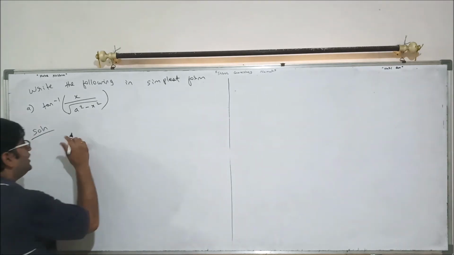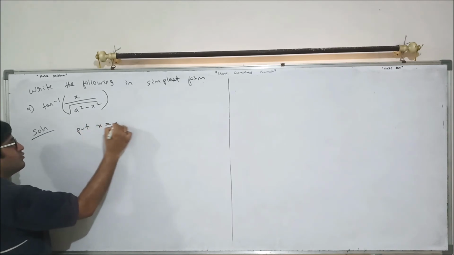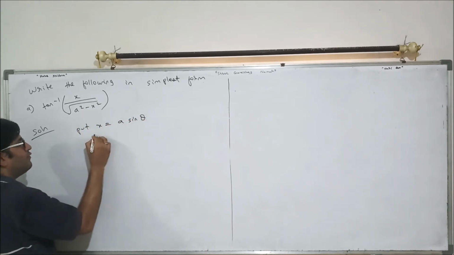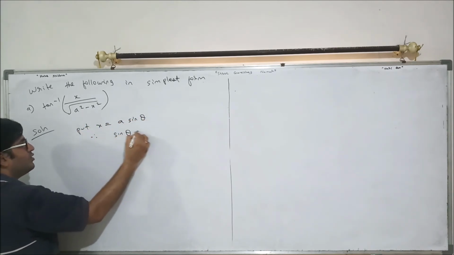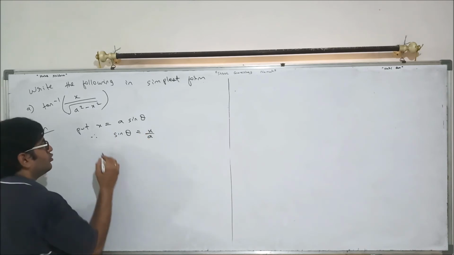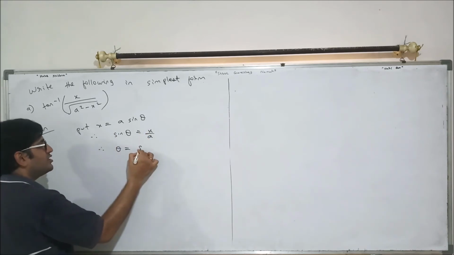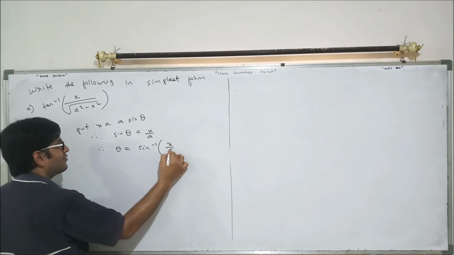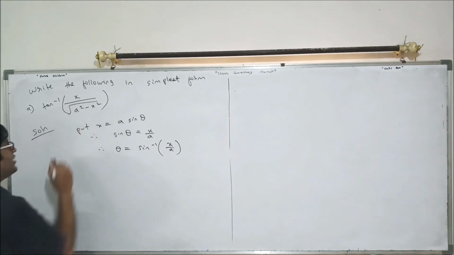Let's go for a sin theta. So we are going to say put x is equal to a sin theta. Therefore we can say that sin theta is equal to, what will happen here, x upon a. So therefore we can get the value of theta from here, which is you can say sin inverse of x upon a.